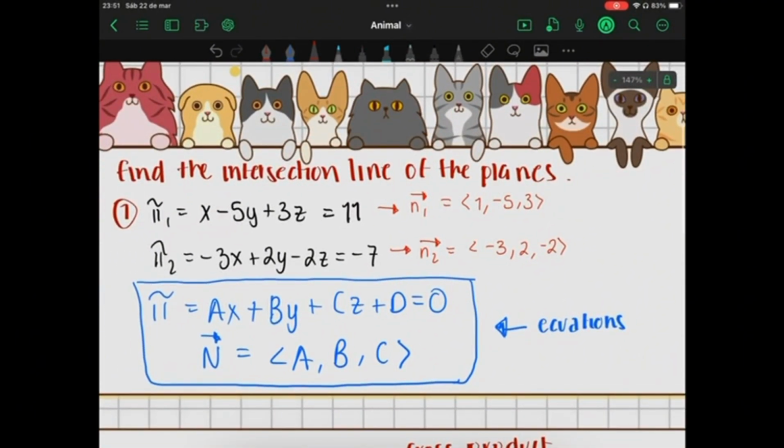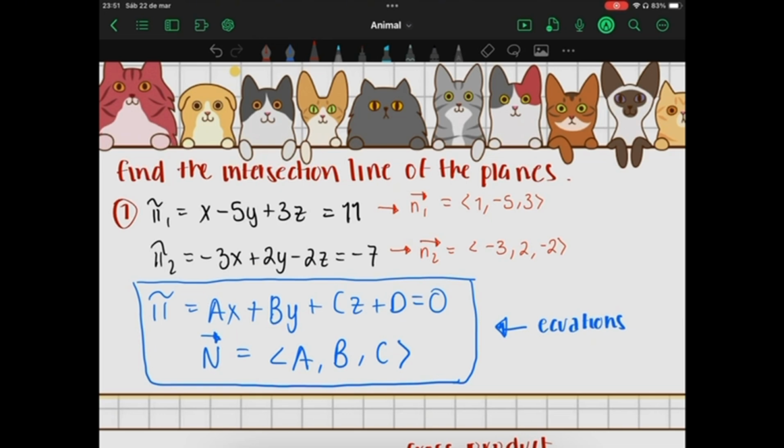For example, n1 is equal to 1 minus 0, 3, and n2 equal to 3 minus 3, 2 minus 2. So we have 2 equations to find the intersection that help us.